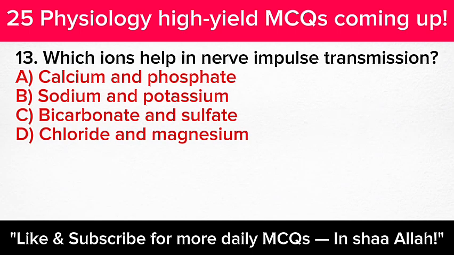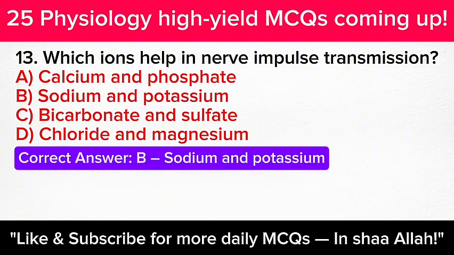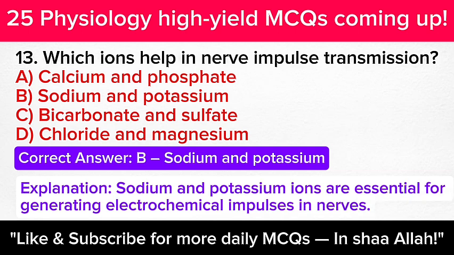13. Which ions help in nerve impulse transmission? A. Calcium and phosphate. B. Sodium and potassium. C. Bicarbonate and sulfate. D. Chloride and magnesium. Correct answer: B. Sodium and potassium. Explanation: sodium and potassium ions are essential for generating electrochemical impulses in nerves.